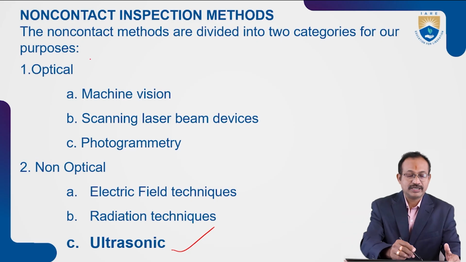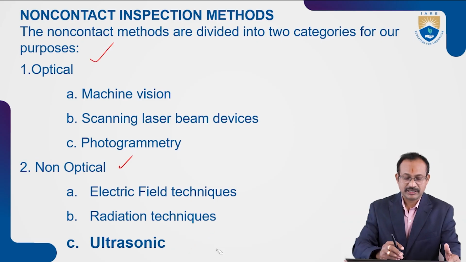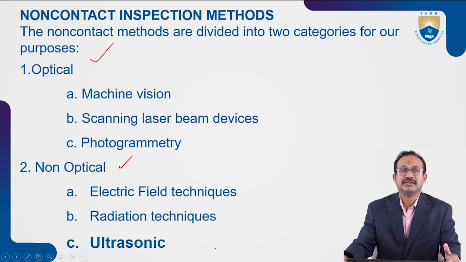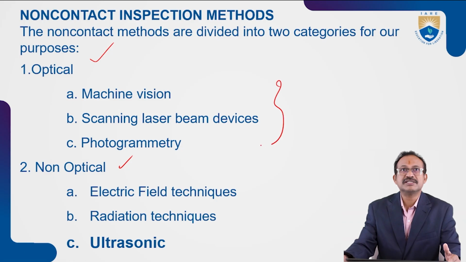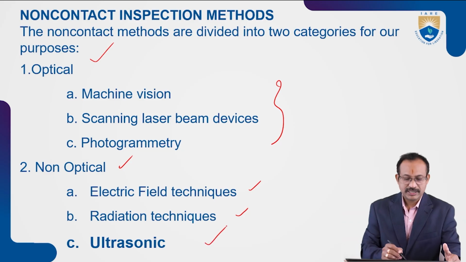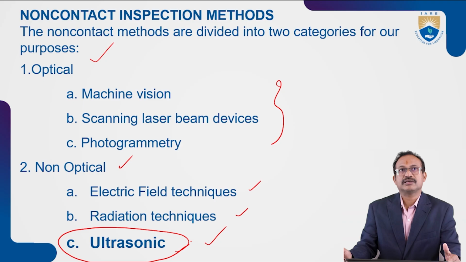Usually optical and non-optical inspection methods are there under non-contact inspection methods. Under optical, machine vision, scanner, laser beam devices and photogrammetry. Under non-optical systems, electric field techniques, radiation techniques, ultrasonic techniques. In this presentation, we are discussing ultrasonic testing.